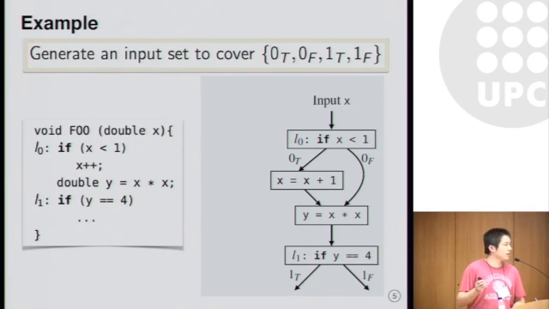How can we do that? I will use this example to explain the key idea. Here we have a simple program, and this is its control flow graph. The program contains 4 branches, and our goal is to find inputs which can cover all of these 4 branches.